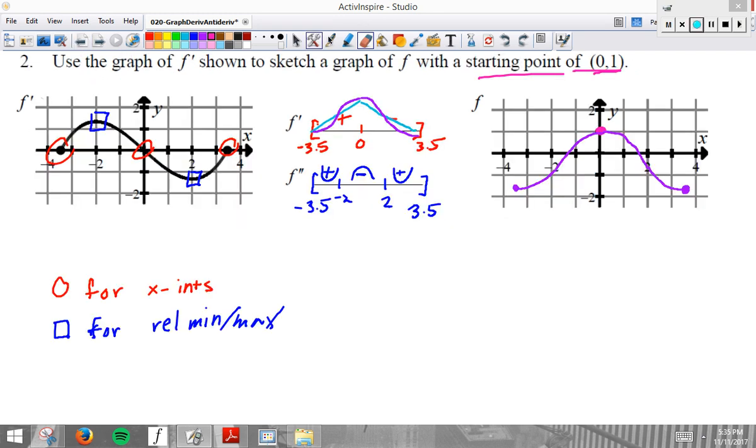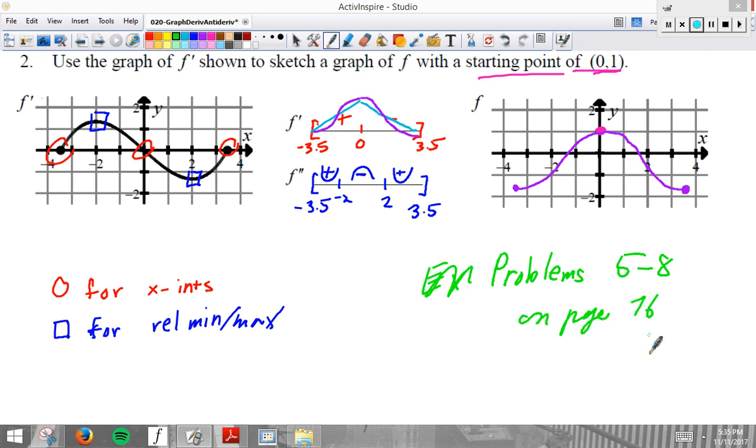Look, if you want to pause this video and try examples 5 through 8 right now, problems 5 through 8 on page 76, that would not be a bad idea. Go ahead and try it out.